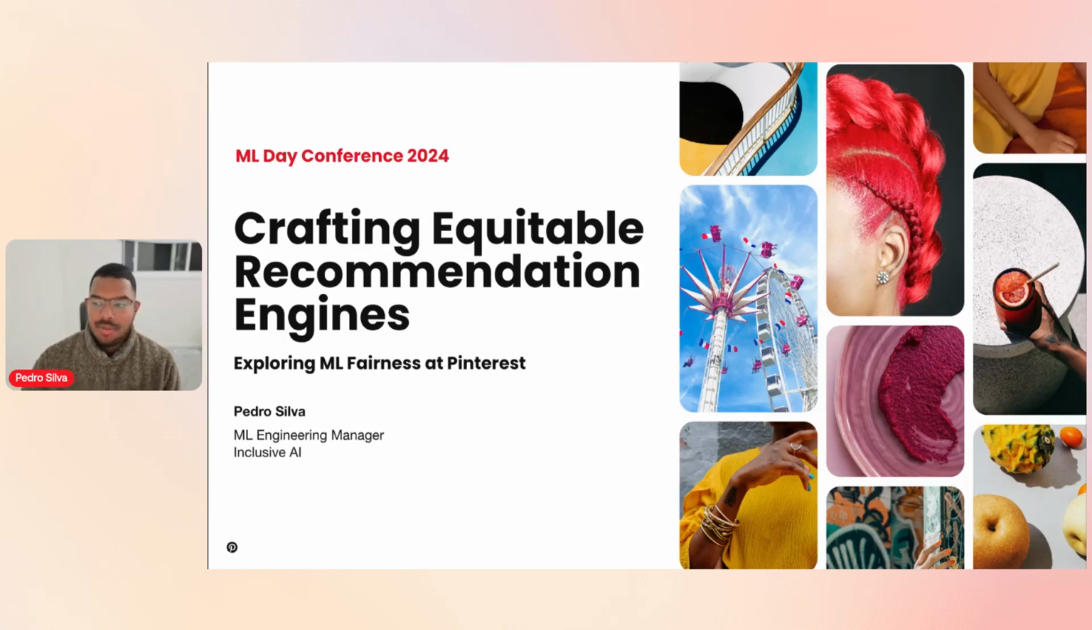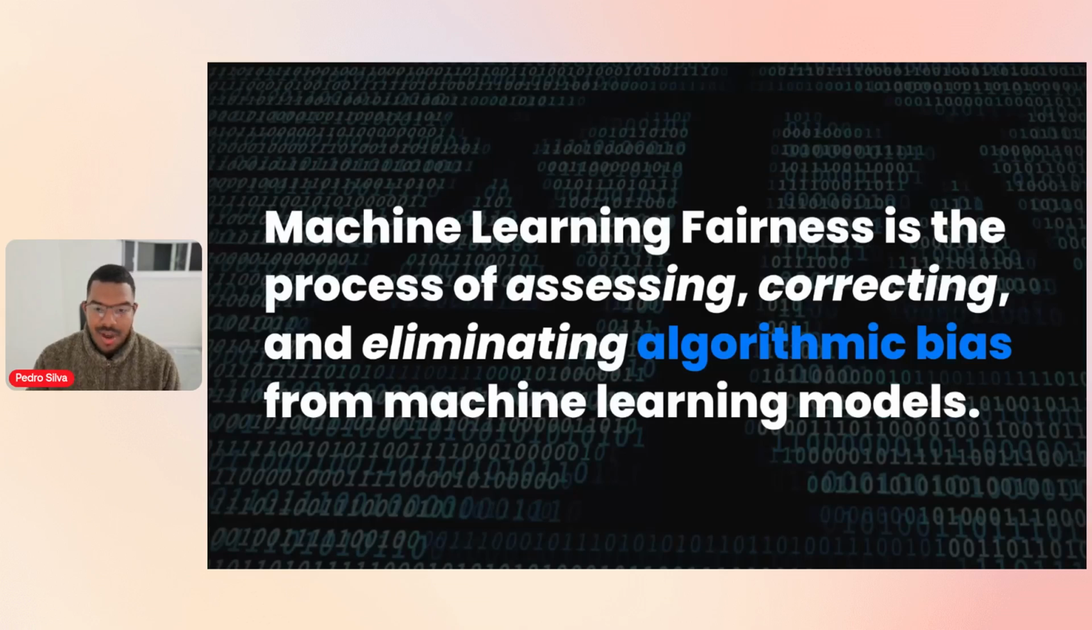So I want to ground this conversation by first defining what ML fairness is, right? Machine learning fairness is simply the process of assessing, correcting, and eliminating algorithmic bias from machine learning models. Very simple definition, very hard goals to achieve, right? We do understand that every ML model is biased one way or another. So even defining what the bias is, and assessing what metrics make sense for us to correct it, is a huge part of the discussion in the ML fairness community, right?